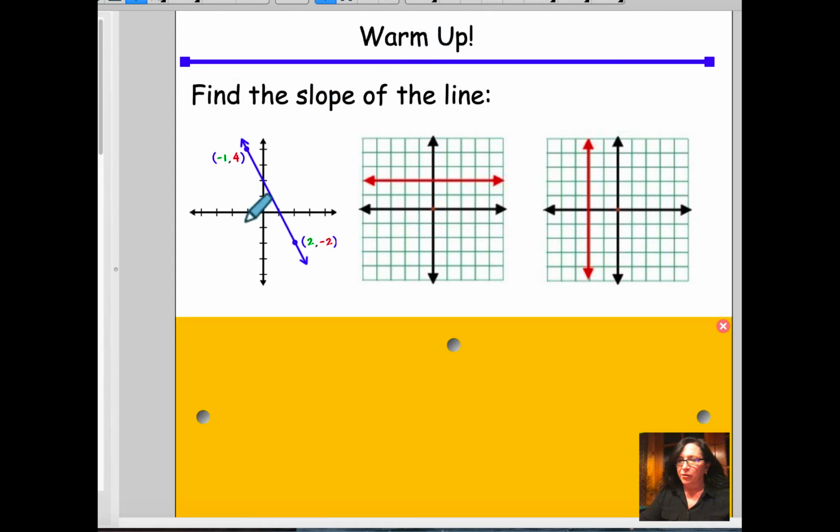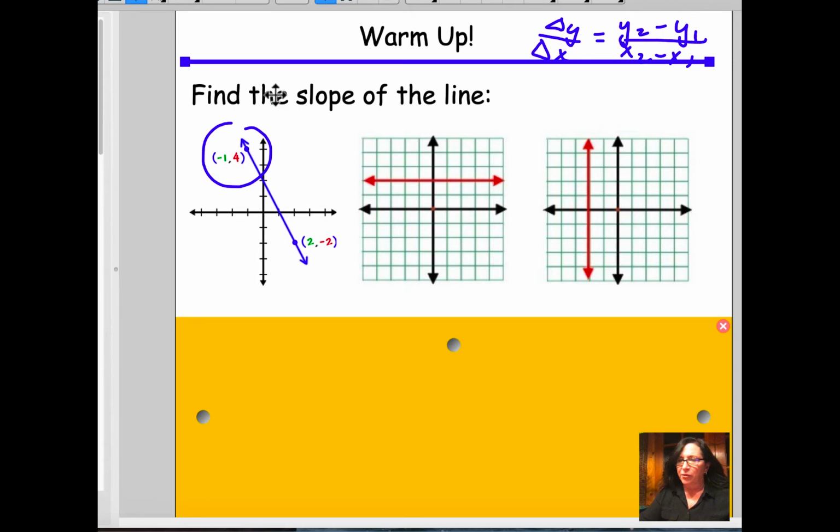So this line right here, to find the slope of a line given 2 points, we're going to use the slope formula, which is the change in y over the change in x, delta y over delta x. That says I'm going to subtract my y's over subtracting my x's. I'm going to just choose whichever. If I choose this point, I'm going to go 4 minus negative 2 over negative 1 minus 2. However, I could pick this point down here and say negative 2 minus 4, but I'd need to be consistent. If I go negative 2 minus 4, then I go 2 minus negative 1.